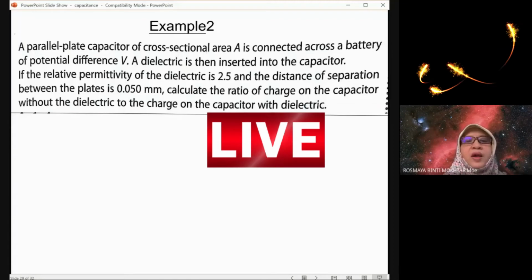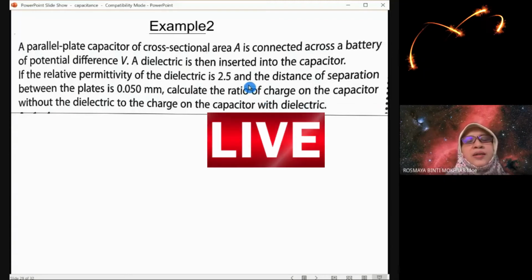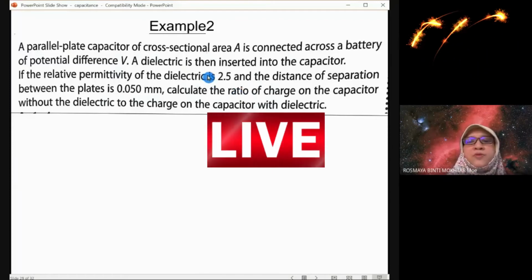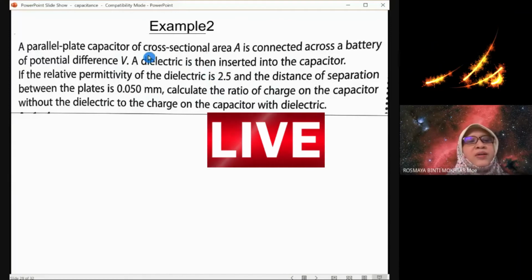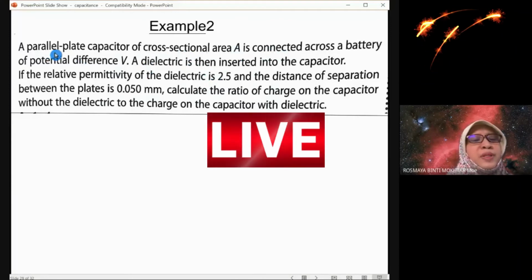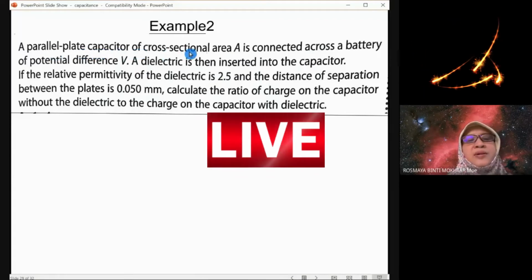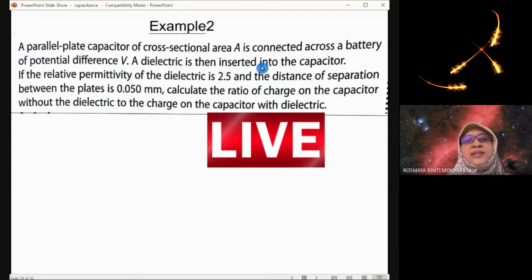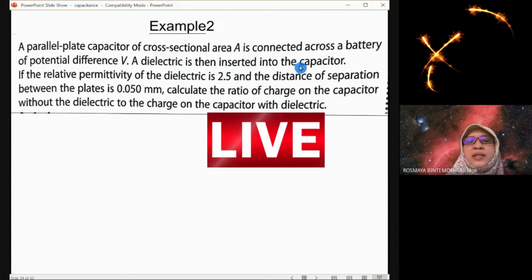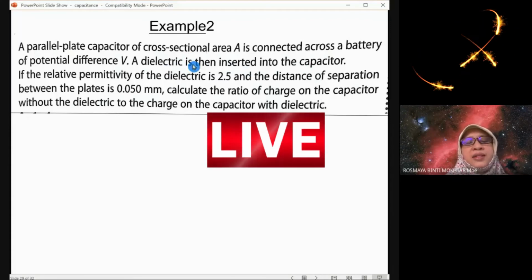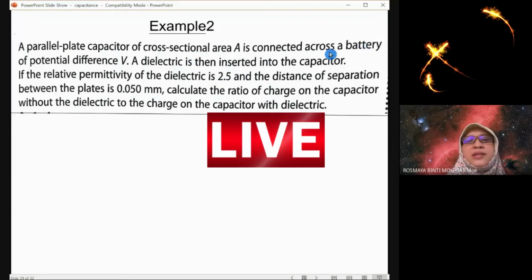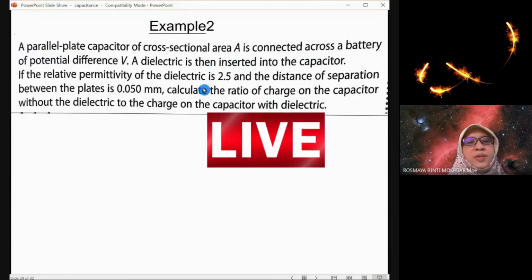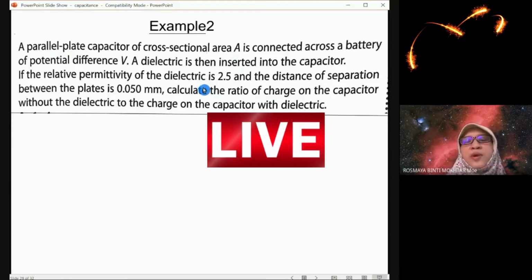So what is the situation today? When the dielectric is inserted, is the battery removed or does it stay? Read carefully. A parallel plate capacitor of cross-sectional area A is connected across a battery. A dielectric is then inserted into the capacitor. So in this case, the dielectric is inserted while the battery is still attached to the capacitor.